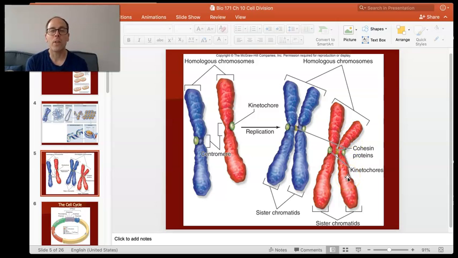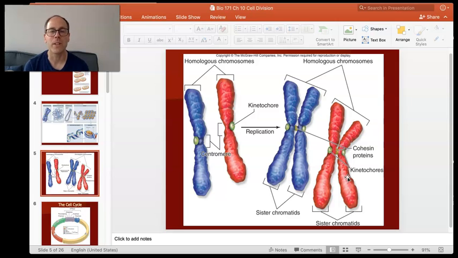Now, there's another sort of term here that I want you to think about, and that's homologous chromosomes. So if you think about human beings, and you're probably aware of this, if you didn't remember, we have 46 chromosomes in each one of our cells. We have 23 pairs. Where did those pairs come from?